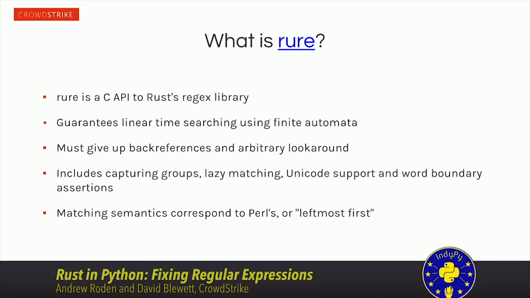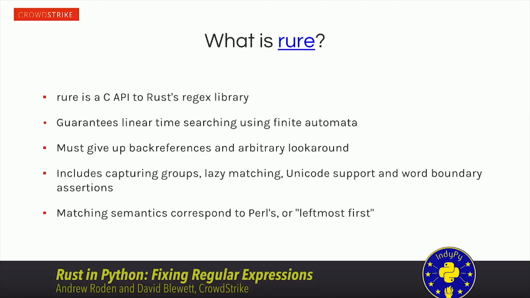So when we are looking for a replacement for Python's regular expression library, we wanted to be able to adapt, be able to call it from the Python interpreter. So the rure package in the Rust ecosystem is exposing the regex crate to the C world. So if you have a C application, you can call directly into Rust's regex library. So in exchange for giving up some of the features that Andrew mentioned, back references and arbitrary lookaround, you get linear time searching across the entire string.